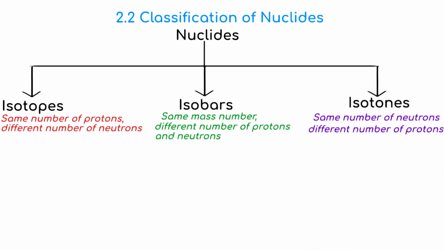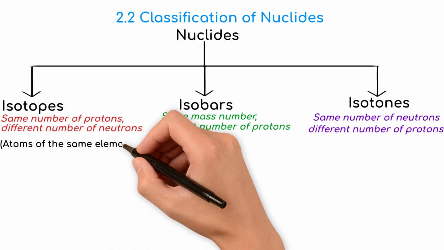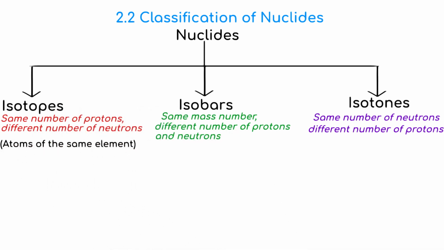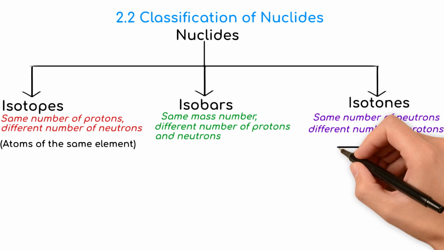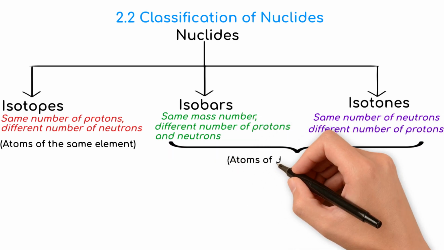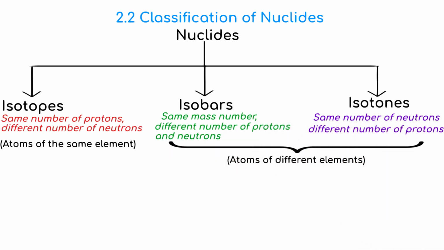We know from our elementary knowledge in chemistry that a chemical element is defined by the number of protons in the nucleus of each atom of the element. So, if isotopes have the same number of protons, it simply means that when we are talking of isotopes, we are actually referring to atoms of the same element. But isobars and isotones are actually atoms of different elements because they have different number of protons. Let's look at some few examples.